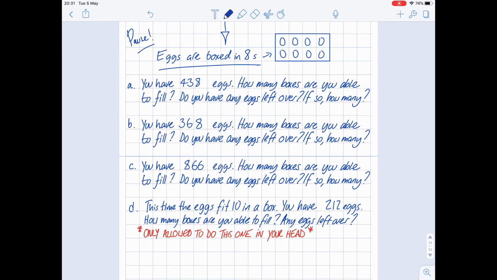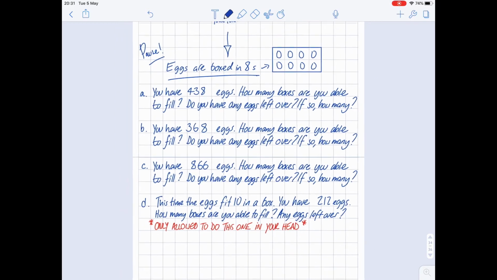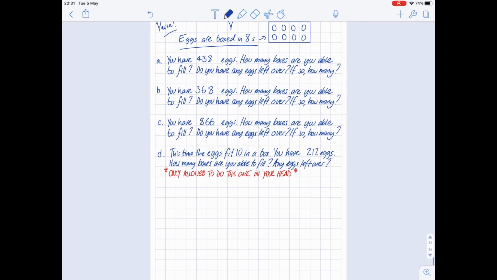All right, great stuff. So I'm going to make this page a bit smaller so you can see my workings out. So the first one, 438 eggs. How many boxes can you fill? So I need to split 438 by 8. How many 8s go into 4? None. 4 carries across. I can get 5 8s out of 43, and I've got 3 left. How many 8s go into 38? 8, 16, 24, 32. I stopped there. So that's my answer for the first one. I can fill 54 boxes with a remainder of 6. I've got 6 eggs left over.